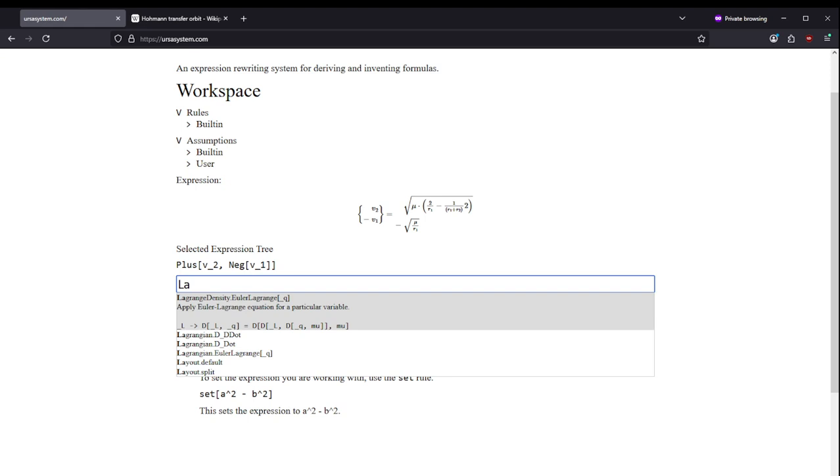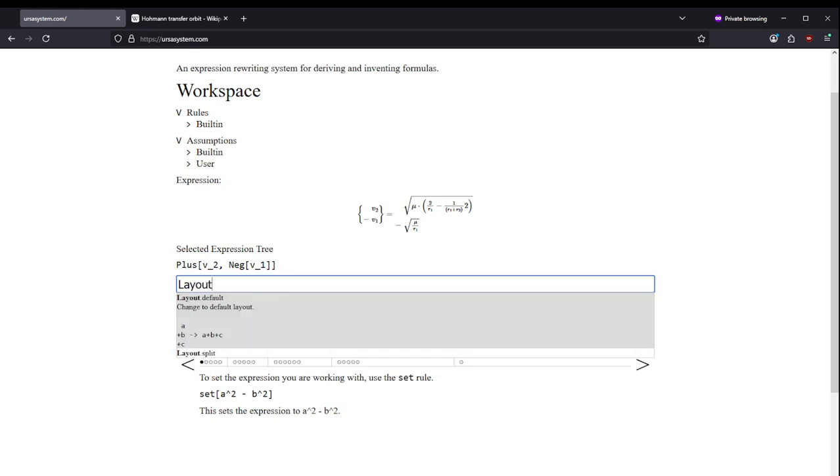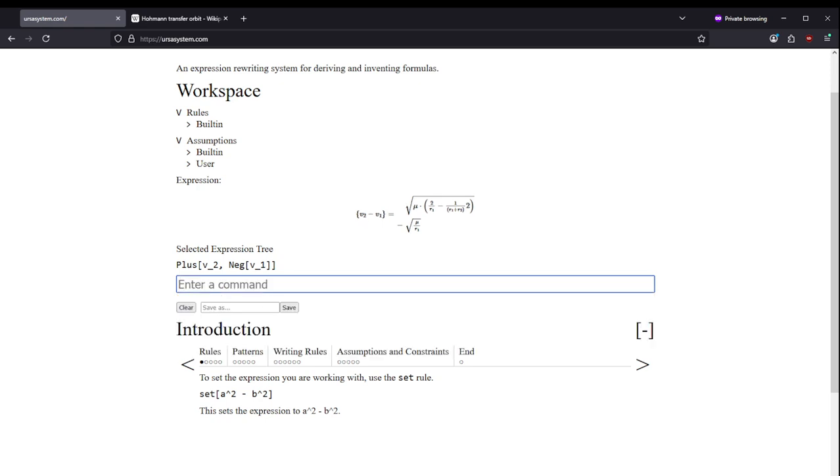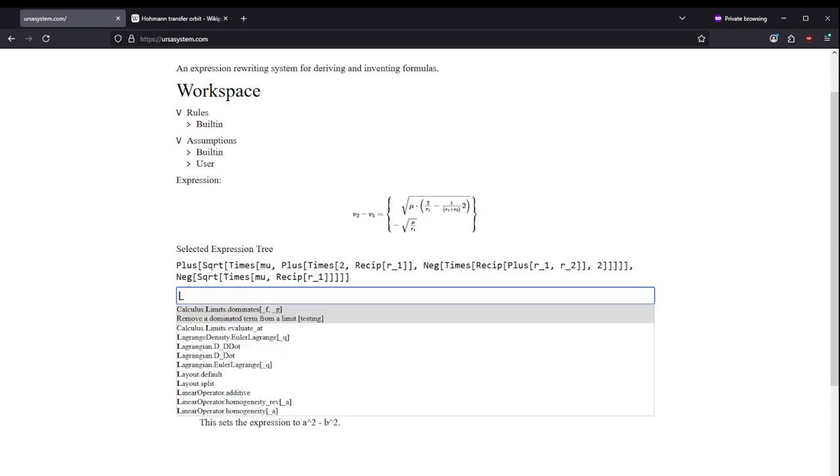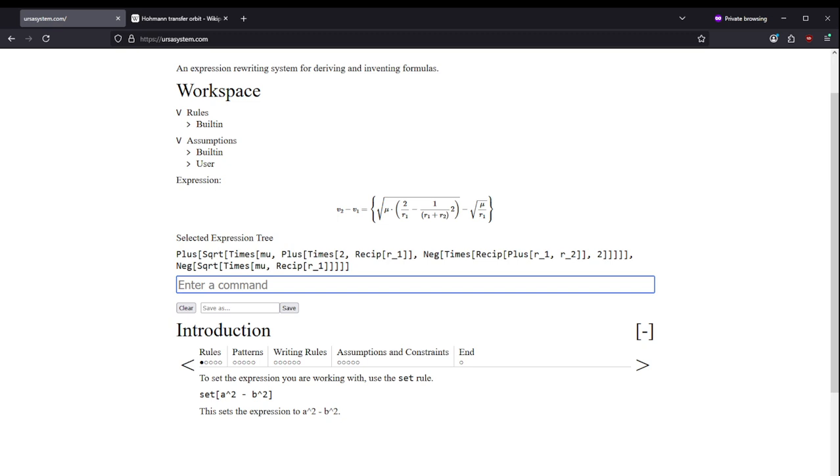There are rules under layout. There's two: layout.default and layout.split. Default is just writing things from left to right, side by side, and split is split onto multiple lines like it is now. So we can just change that with this layout command. Now we've got the delta v on the left-hand side. That's v2 minus v1, which is nice. That's what we want. And then we want to work with this right-hand side and simplify it a little bit.